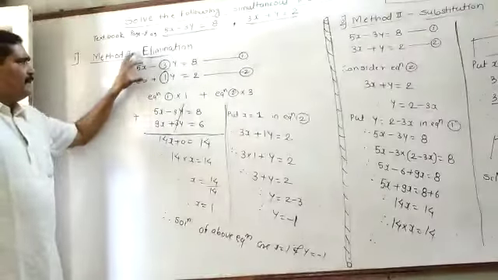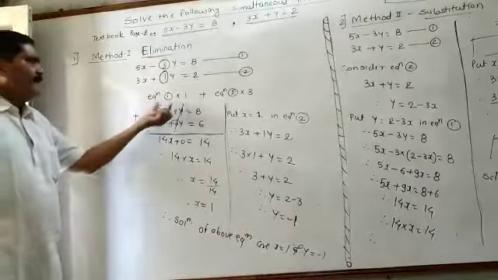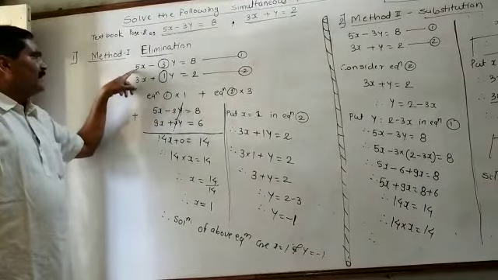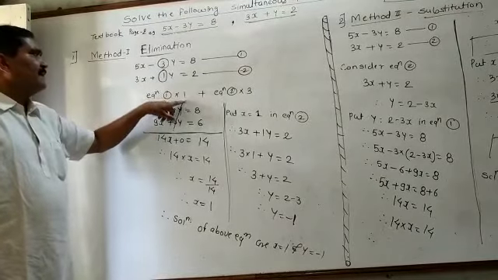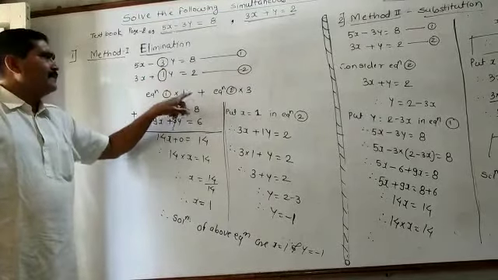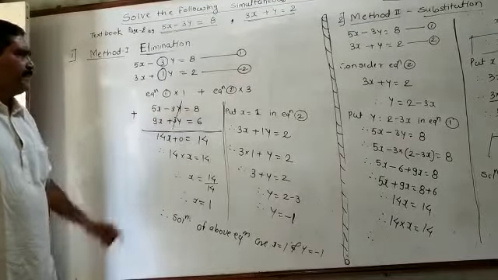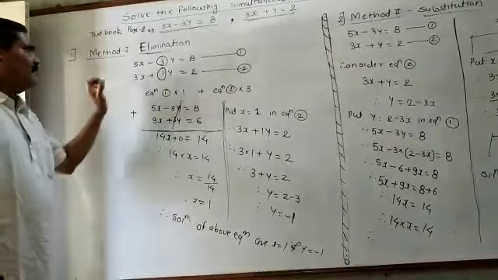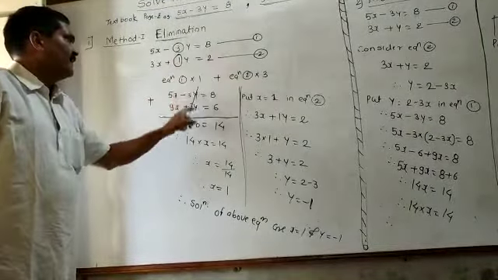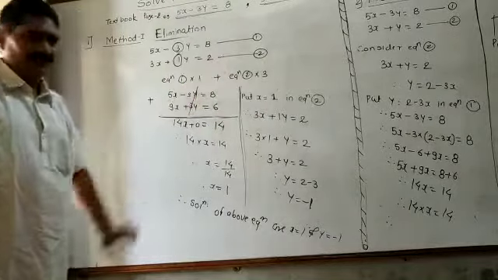After multiplying equation 1 by 1, 5x multiplied by 1 is equal to 5x, 3y multiplied by 1 is equal to 3y, 8 multiplied by 1 is equal to 8. Then you have to multiply equation 2 by 3, meaning 3 3s are 9x, 3 1s are 3y and 3 2s are 6.